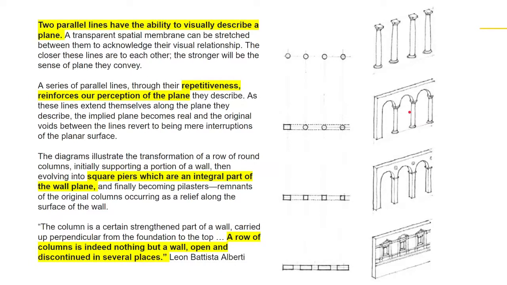Two parallel lines have the ability to visually describe a plane. A transparent spatial membrane can be stretched between them to acknowledge their visual relationship. The closer the lines are to each other, the stronger will be the sense of plane they will convey. So in this, you have two parallel lines that have the ability to describe a plane. You have equally spaced lines.